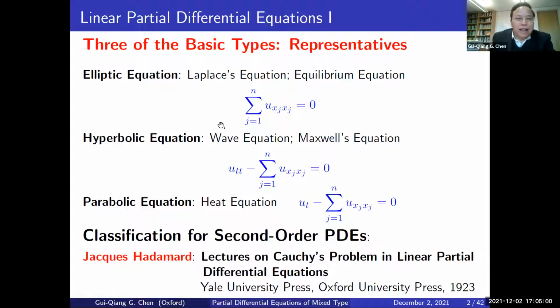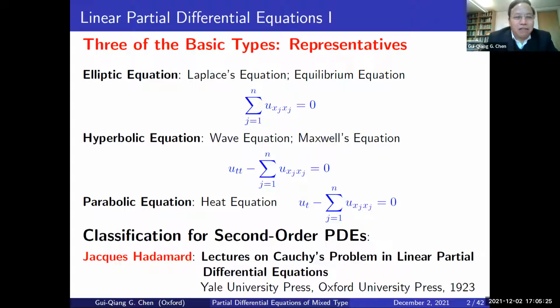The representative of elliptic equations is, of course, the Laplace equation, or sometimes we call it the equilibrium equation, with this form, which often describes the physical equilibrium state. Its solutions are called harmonic functions, sometimes we call them potential functions.